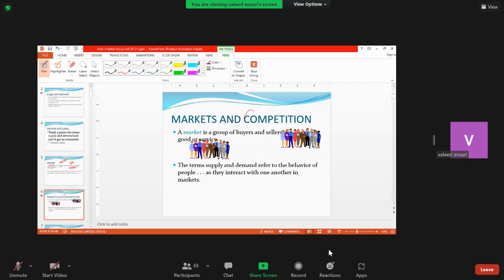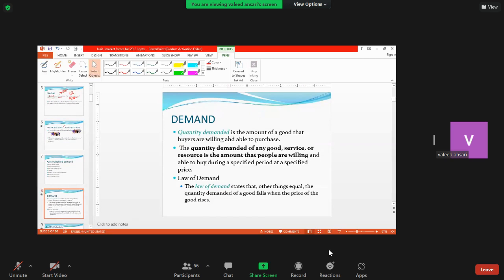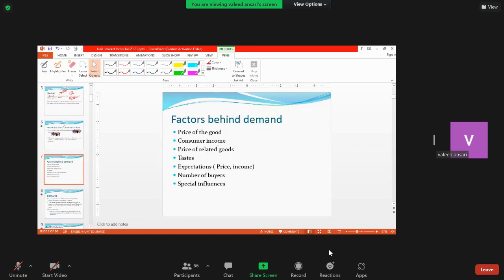And behind the market, there are two forces, demand and supply. So let us get going and try to understand. I will come back to this point later. Now, before that, demand. Just have an overview of this. These are the factors which affect the demand. Now, before I take up these factors, let us try to understand what is demand.